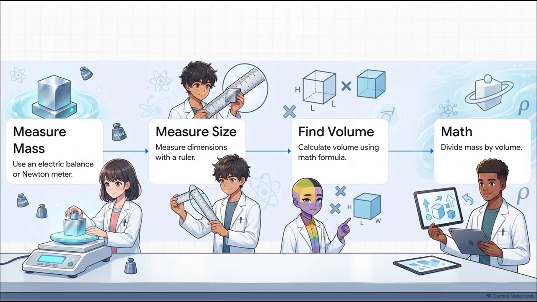From there, you just calculate the volume mathematically. So for a cube, you just take the length of a side and cube it. Finally, you take your mass, divide it by that volume you just figured out, and boom, you have your density.